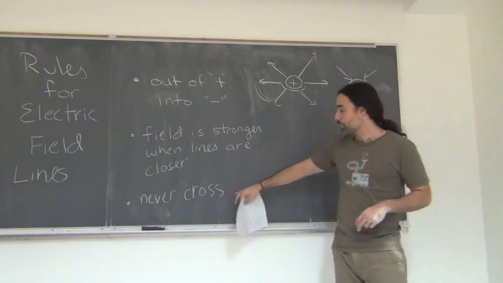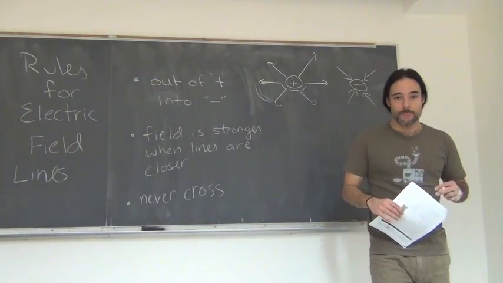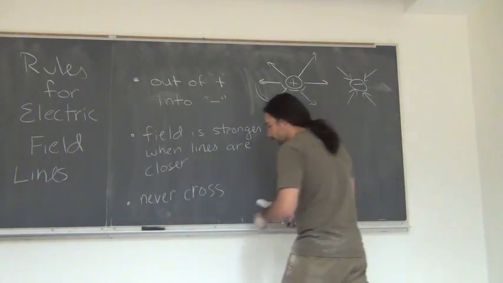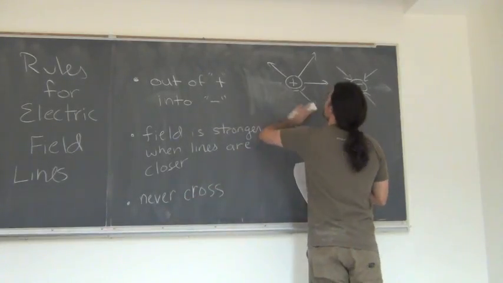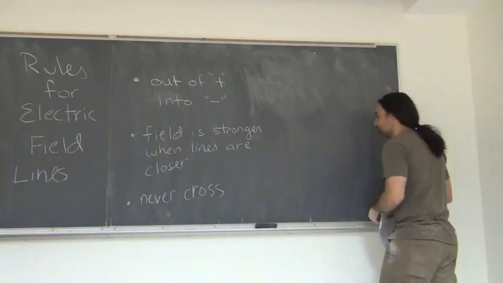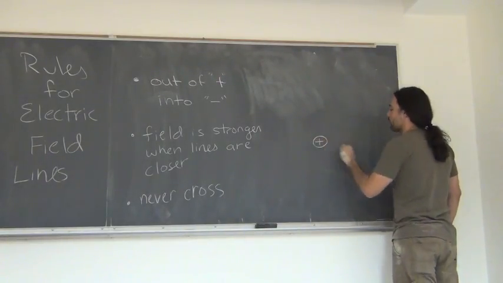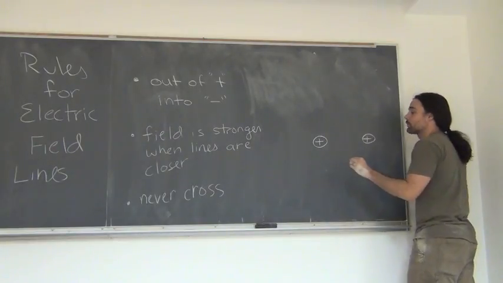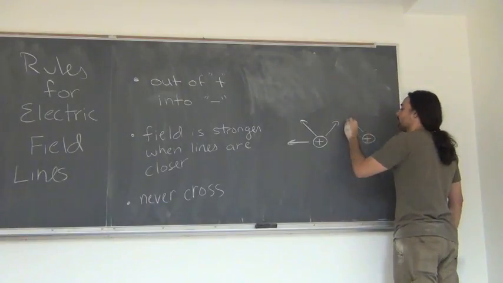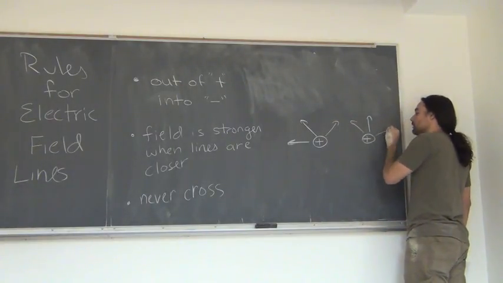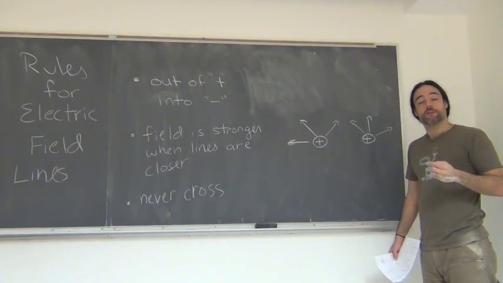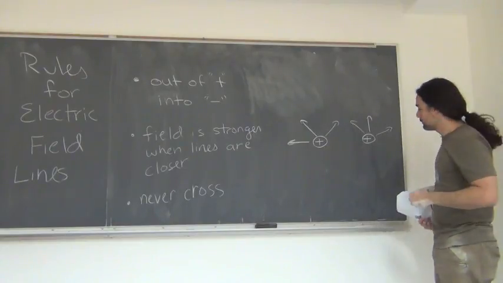The last rule is that the lines never cross. So why do the electric field lines never cross? Well, let's suppose for a minute that I have two positive charges. Here's positive charge number 1, here's positive charge number 2. Now, the electric field will come out of this positive charge, and it will come out of this positive charge. But if I keep continuing these lines, they would eventually cross. So what's going to happen in this case?